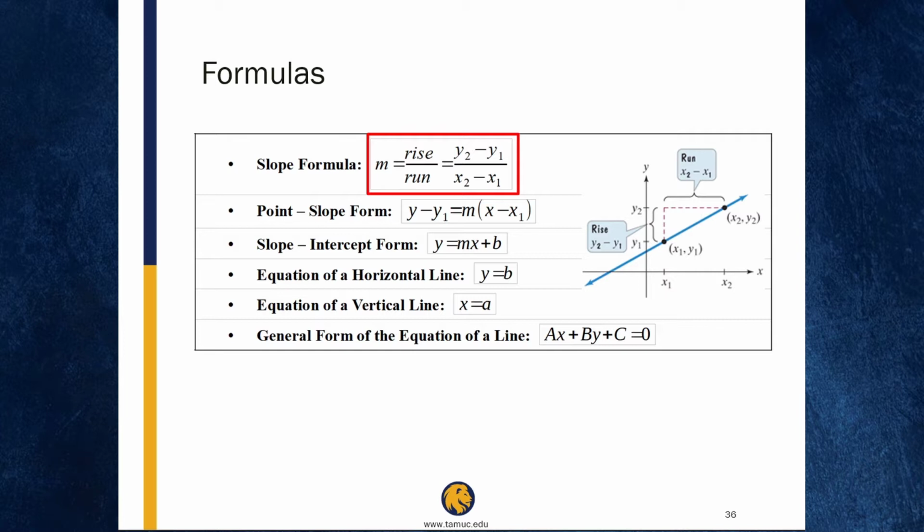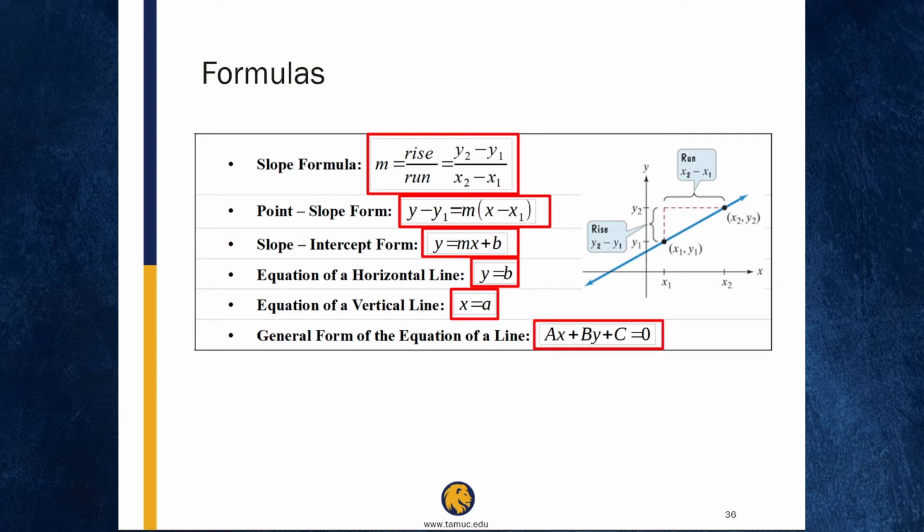For equations of straight lines or linear functions, we can use what's called the point-slope form, which is y minus y1 equals m times x minus x1. There's another one called the slope-intercept form for the equation of a line. That's y equals mx plus b. Then the equation of a horizontal line is y equals b. So if it's flat and horizontal, that would be the equation of the line. And x equals a is the equation of a vertical line.